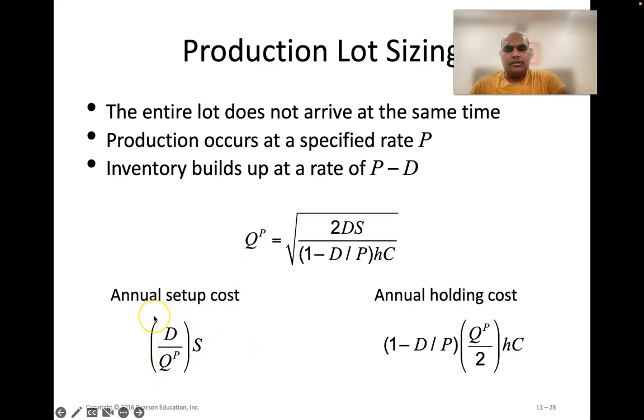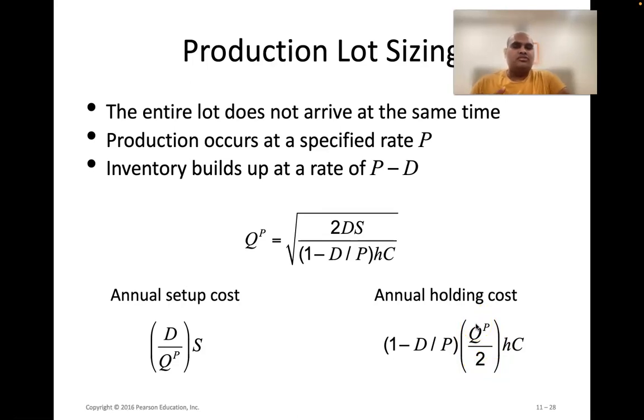With that, we can calculate. So this is the annual setup cost. In this case, instead of calling it ordering cost, we're going to call it setup cost. There's a fixed amount of money that you have to spend to set up a machine to make production, which is a very common thing in manufacturing. And then of course there's the annual holding cost.